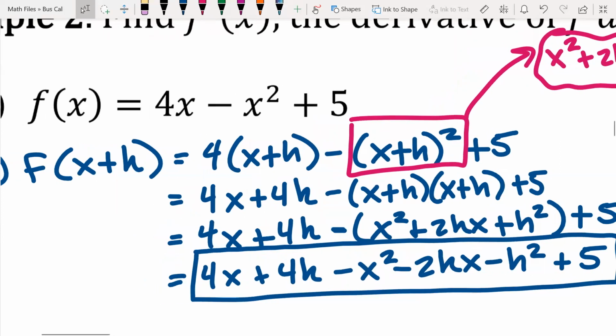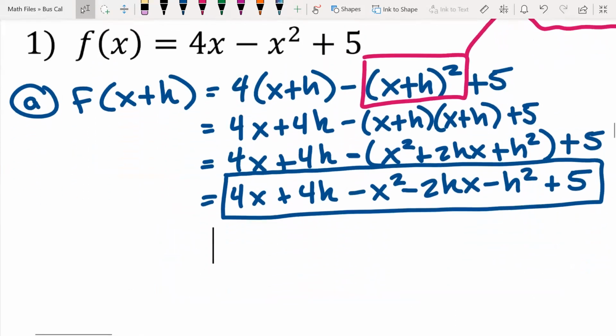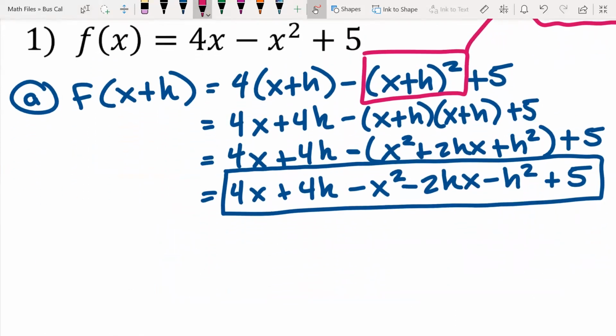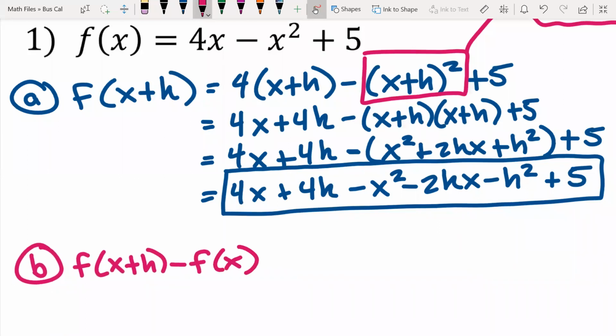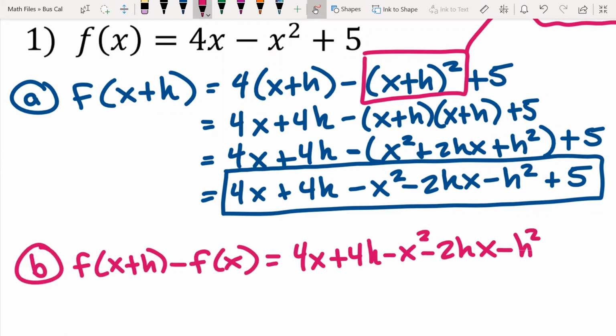Then the next step. Zoom out a bit. There we go. Now we move on to step B. The next part is, what is f of x plus h minus f of x? Lots of writing here today. So we already know what f of x plus h is. We figured that out above, so I'm going to rewrite it. 4x plus 4h minus x squared minus 2hx minus h squared plus 5. And now this minus f of x part means we are going to subtract the original function that was given above.